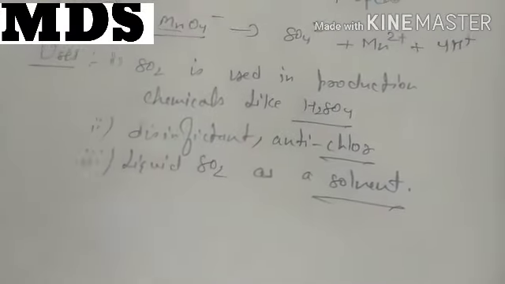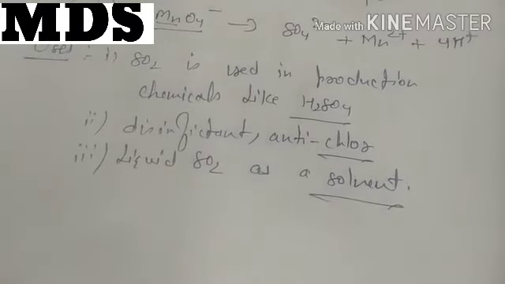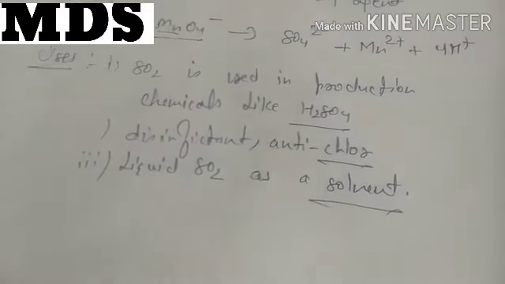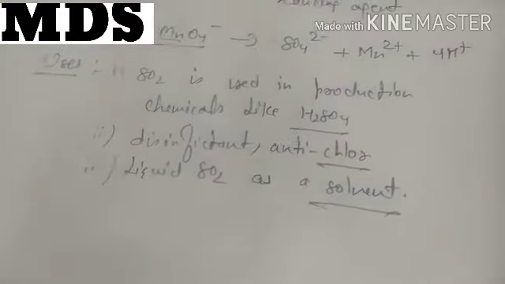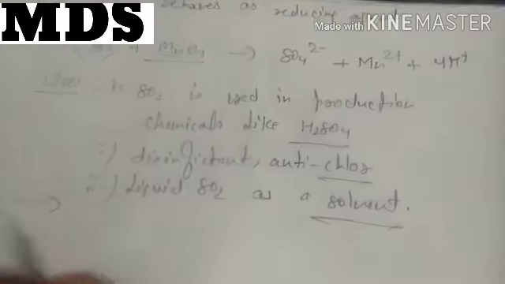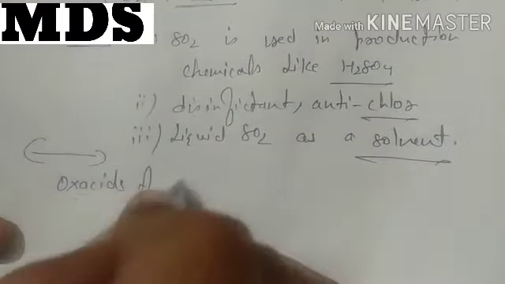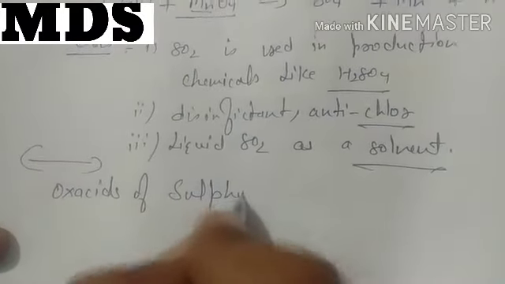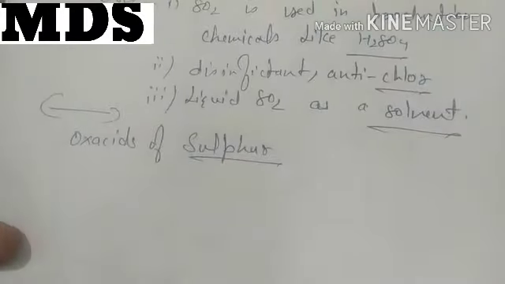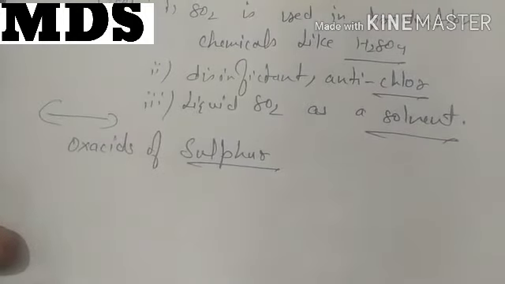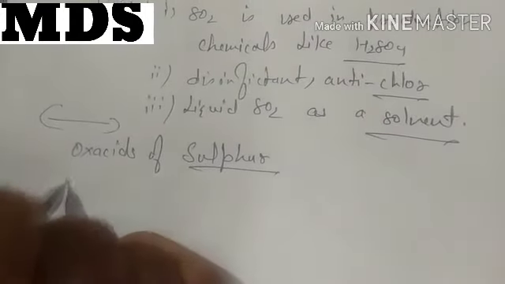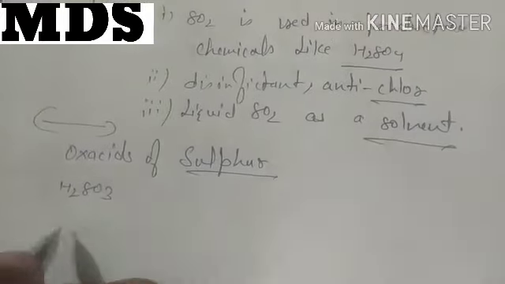So these are the preparation, production, properties, physical and chemical, and the uses for the sulfur dioxide compound. Now the last compound in the oxygen family is oxoacids of sulfur. Sulfur forms a large number of oxoacids, of which the important ones include H2SO3, that is sulfurous acid.